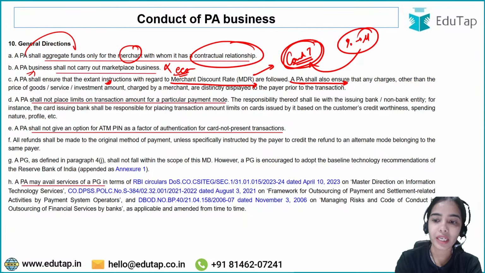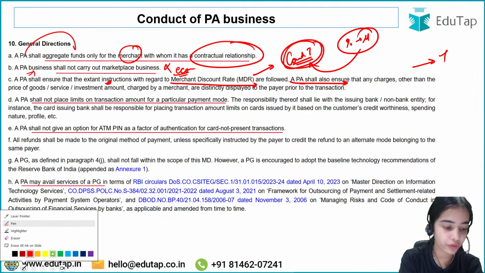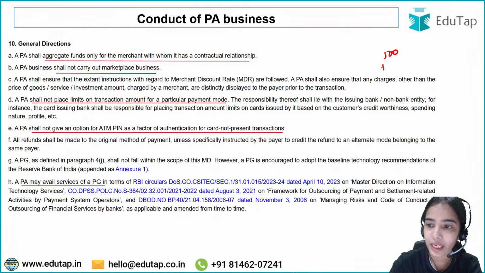The payment aggregator shall also ensure that any charges other than the price of goods, let's say the good is of 500 and the delivery charges are 40.